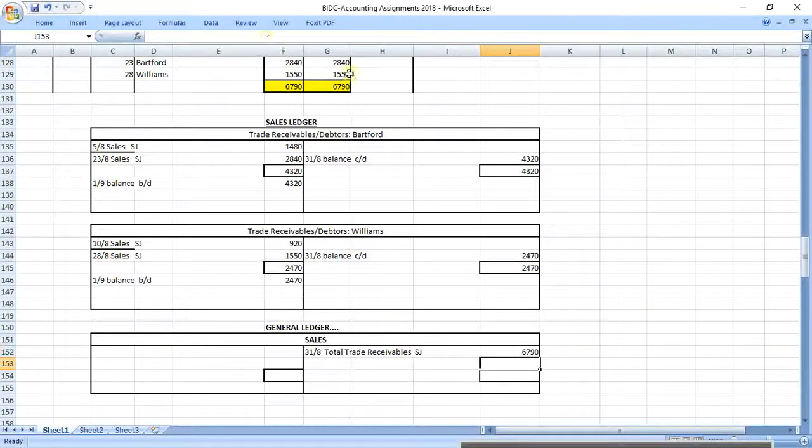6790 is the amount that I'm going to record there. Right. Yeah, that's it. On that side. Yeah, there's one mark here. See? Sales account in the general ledger, 1 mark.